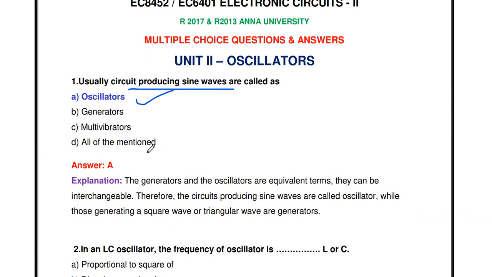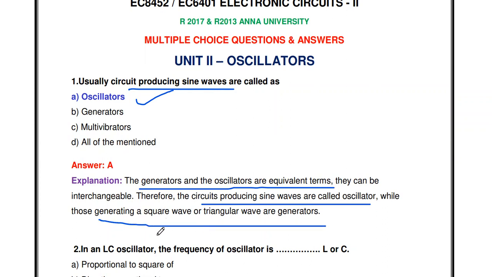What does generator mean? Generator and oscillator are equivalent terms only. But the circuit producing the sine wave is called an oscillator, while the generation of the remaining waves, square wave, triangular wave, rectangle wave, is called a generator. So a generator is used to generate other than the sine waveform, such as square and triangular waveforms. And a multivibrator is also one type of oscillator.